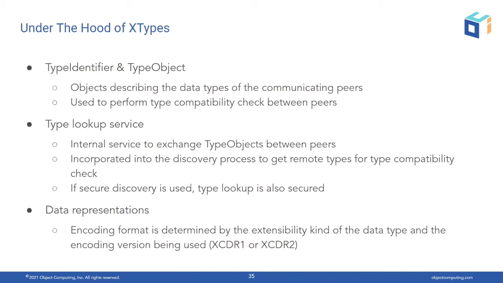The third important component is data representations. Xtype provides various types of encoding formats, and users can choose which encoding format they want to use by setting the extensibility kind of their data type and the encoding version they want to use, either XCDR1 or XCDR2. That provides a lot of flexibility in the encoding format the user wants to use for their application.